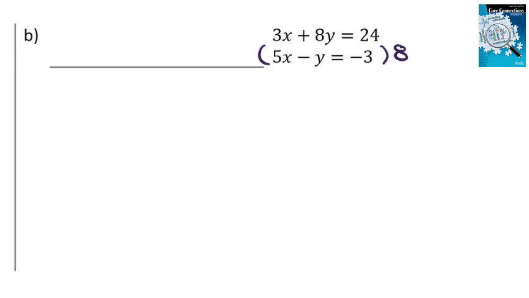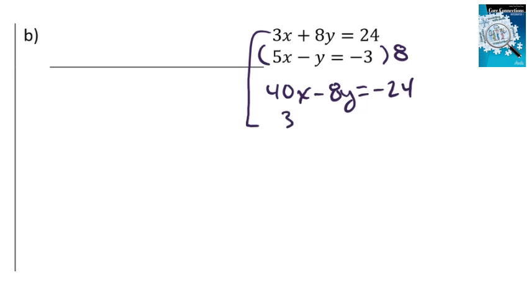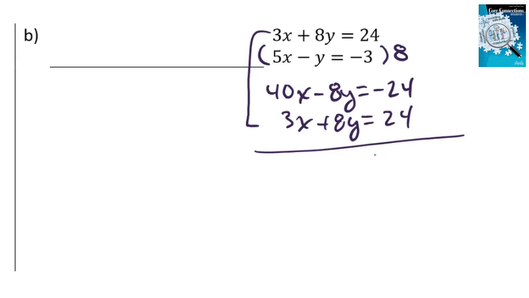So let's go ahead and multiply this second equation through by 8, and it becomes 40x minus 8y equals negative 24. The other equation I'm just going to rewrite below it. It is 3x plus 8y, and that equals a positive 24. Now when I combine these, on the right-hand side negative 24 and 24 is 0, and negative 8y and a positive 8y is also 0.